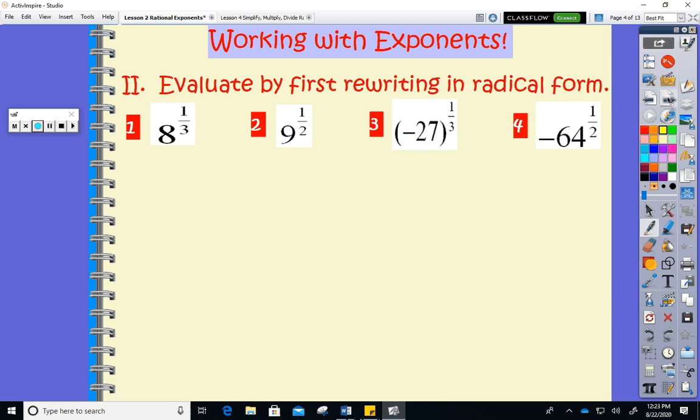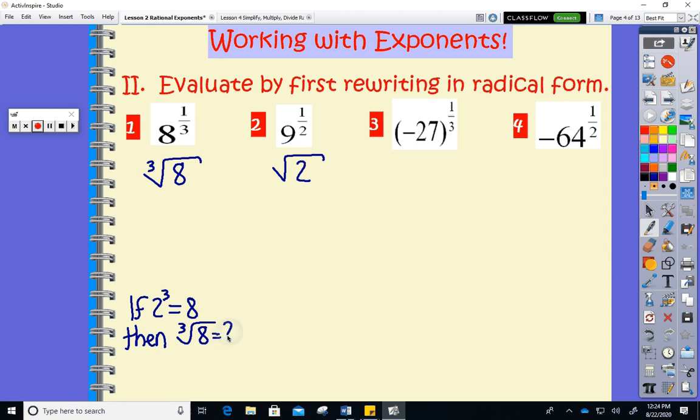So what I want to do is rewrite these in the radical form in order to evaluate. So on the first one, do you recognize that 8 to the 1/3 is the same thing as the cube root of 8? And on the second one, 9 to the 1/2 is the square root of 9. Now I'll stop here and we'll evaluate. So on the cube root of 8, you have to go, oh, wait a minute. If 2 to the third equals 8, then that means that the cube root of 8 equals 2.